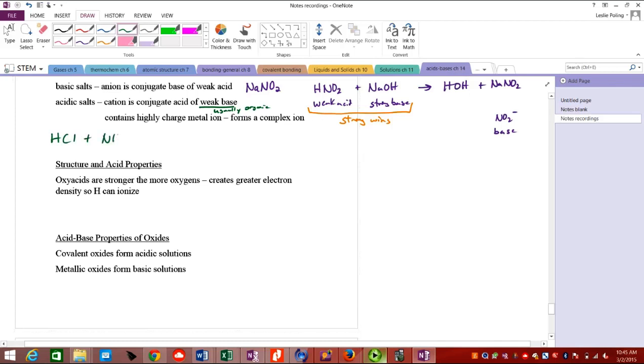is NH3. So if you have those two things together, the salt you make is NH4Cl. And NH4 plus is the conjugate acid of NH3, strong acid, weak base. The salt is acidic.